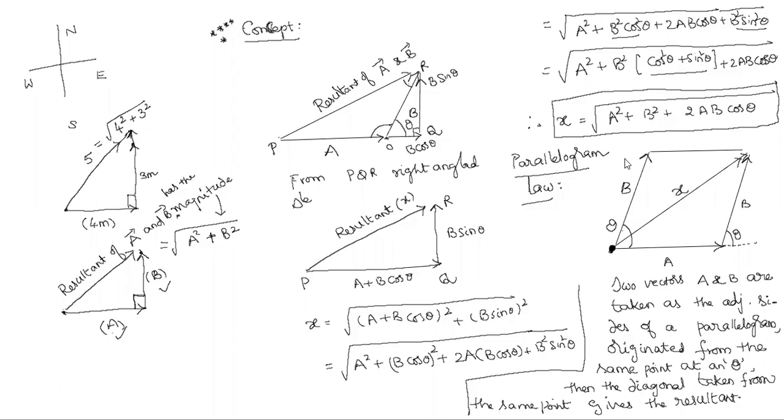Okay, right. And if anyone asks you what the magnitude is, then you have the formula here with you. X is equal to root of a square plus b square plus 2ab cos theta. We are naming it as what? Parallelogram law.